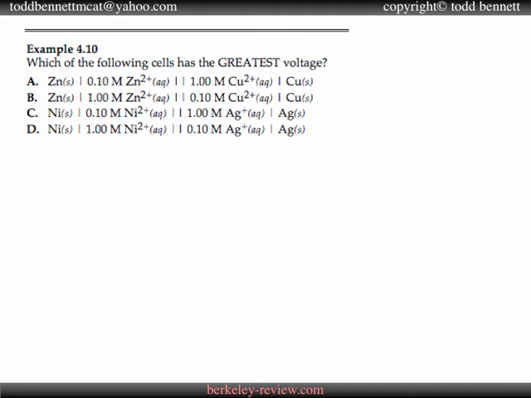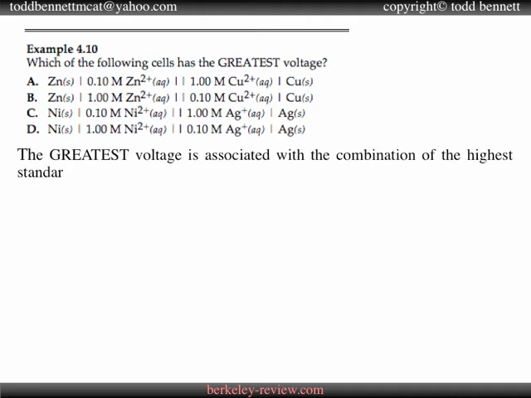So we'll start by looking at the cell voltages for the half reactions. Using the table in the book, you'll note that zinc oxidation is positive 0.76, the inverse of what's shown in the table, and copper is positive 0.34, for an overall voltage of 1.10 volts. Nickel is 0.23 for the oxidation, the opposite of what's in the table, and then silver is a positive 0.8 for reduction. So the greatest voltage is going to be associated with the solution that has the highest E naught, which in this case is copper zinc, and the one that is richest in reactant.